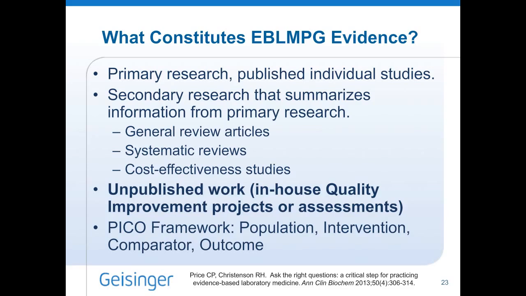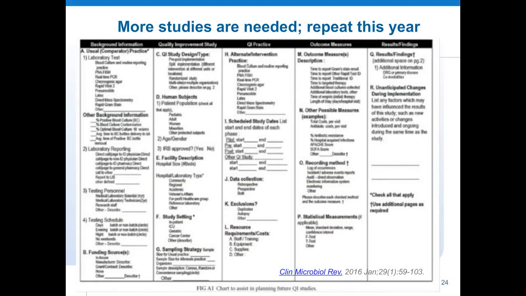Now, these EBLMPGs use a PICO framework in which you must describe your population, your intervention, what's your comparator method, and what outcomes you are looking for. And I referenced the Price and Christensen article in Annals of Clinical Biochemistry, which describes this EBLMPG process and the PICO framework. And also in the publication that I noted from January 2016 in Clinical Reviews, there's what we call a study in a box, so to speak.